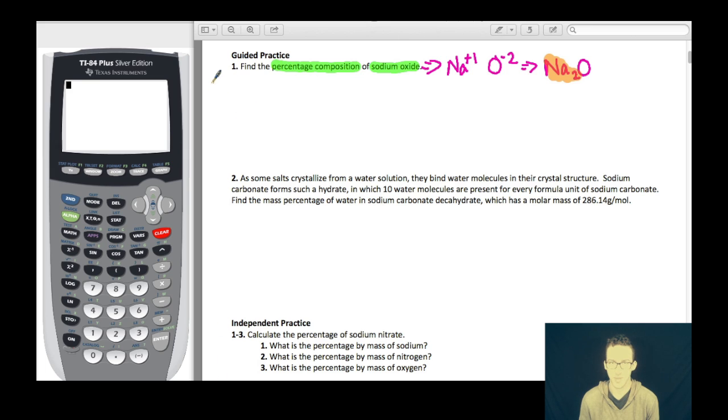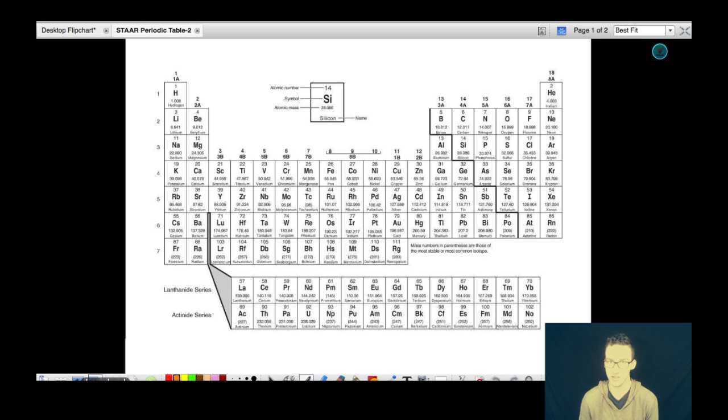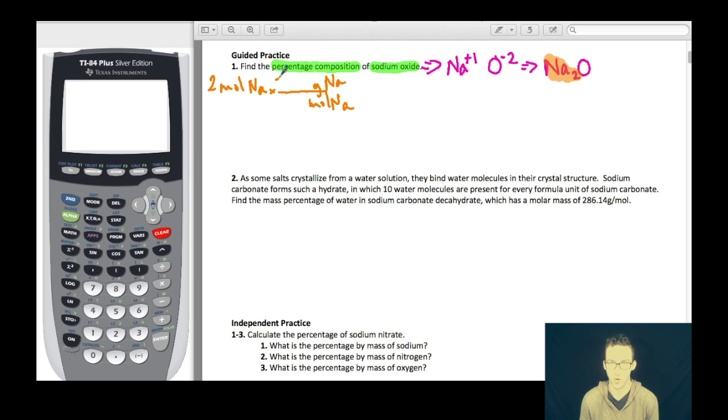As I take a look at this compound, I've got 2 moles of sodium. And as I think about how I'm going to determine what the mass of those 2 moles of sodium is, I have to go to my magic periodic table of the elements, discover that sodium is right here and therefore has a molar mass of 22.990 grams for every mole. And therefore my 2 moles of sodium is going to be 45.98 grams.